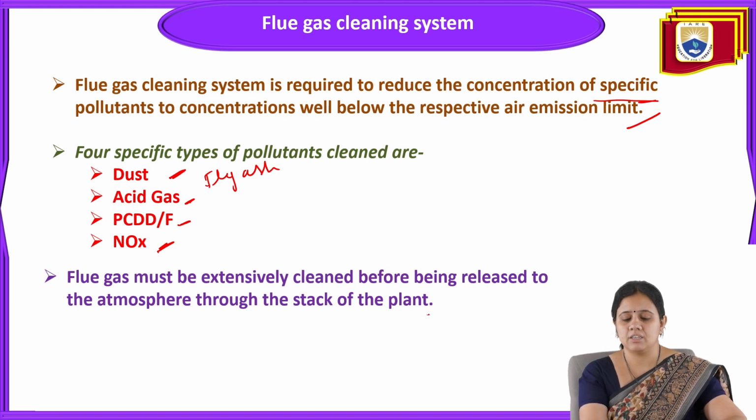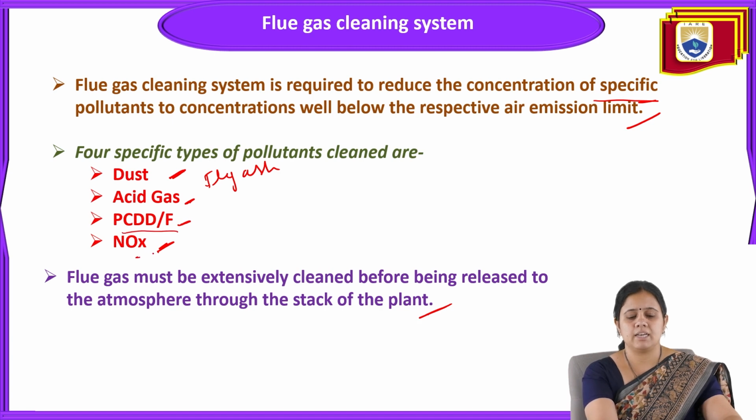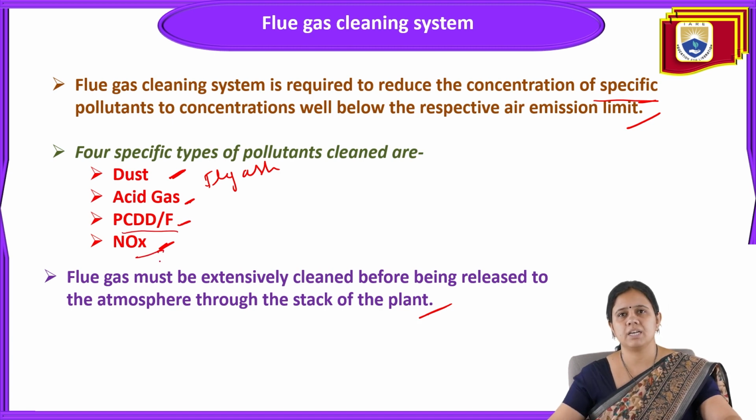before being released to the atmosphere through the stack of the plant, because flue gas will have contaminants present, so it should be thoroughly cleaned before it is released into the atmosphere from the stack. The four pollutants to be cleaned are dust, acid gas, PCDD, and NOx.